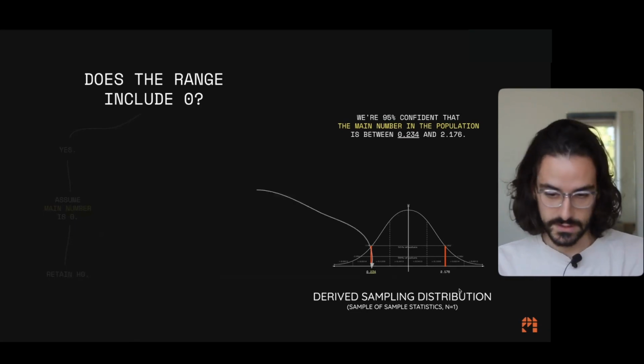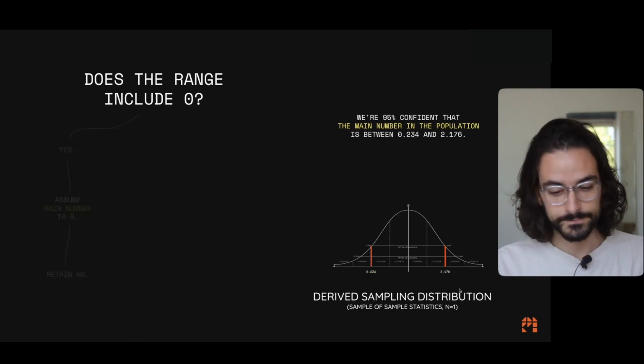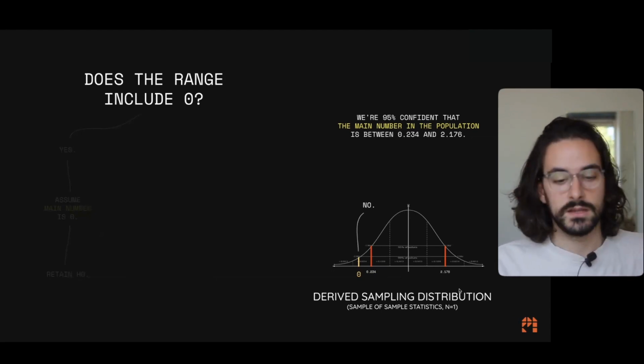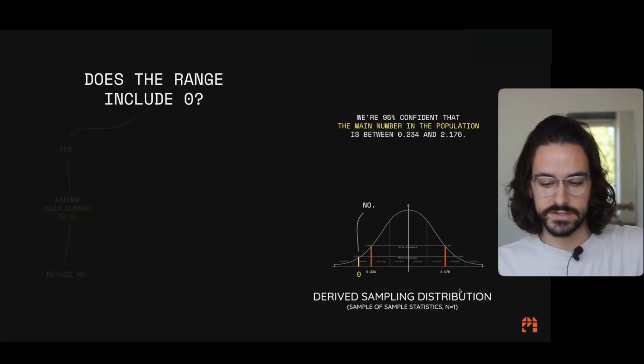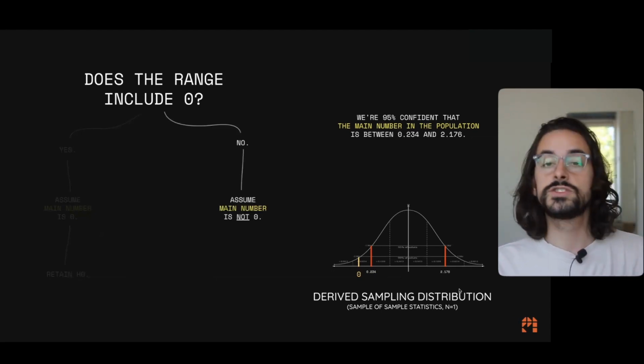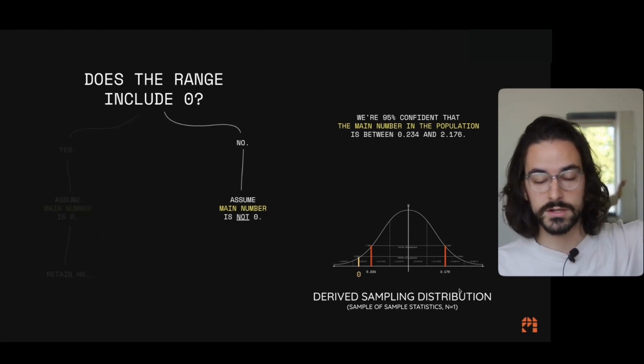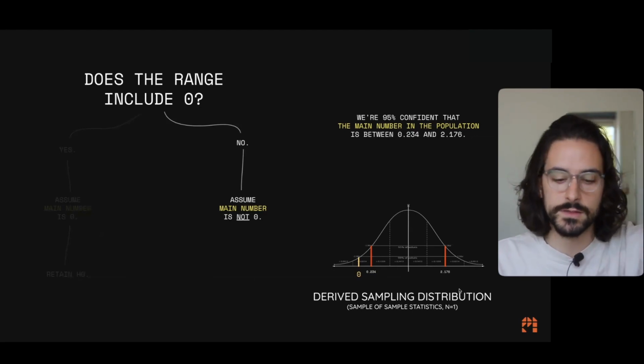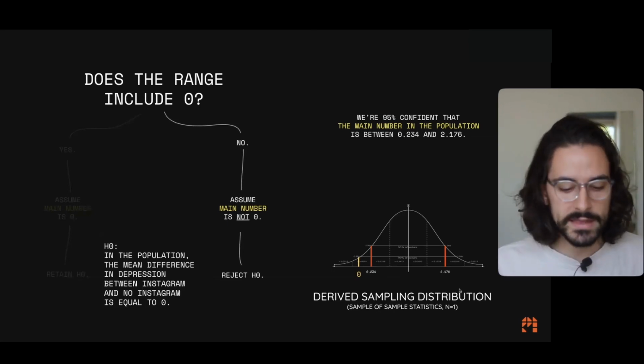So this is the range. Now, does the range include 0? No, because 0 is outside of the range, right? So we're going to assume that the mean number in the population is not 0. It's something other than 0. So we're going to reject the null hypothesis, because that's what it's saying.